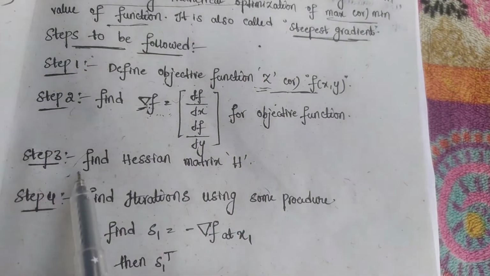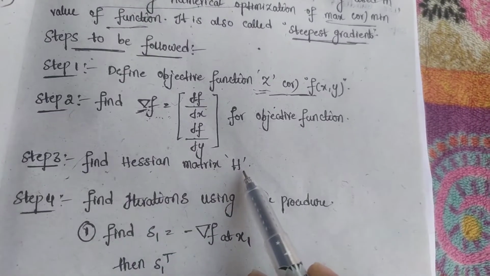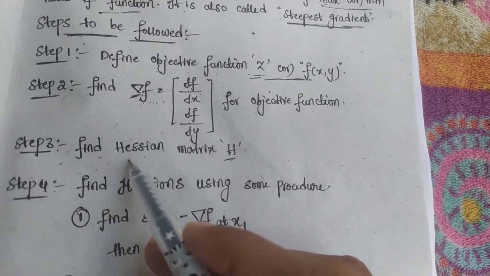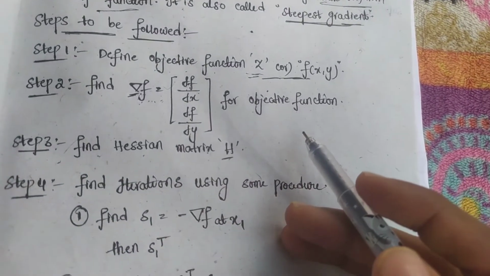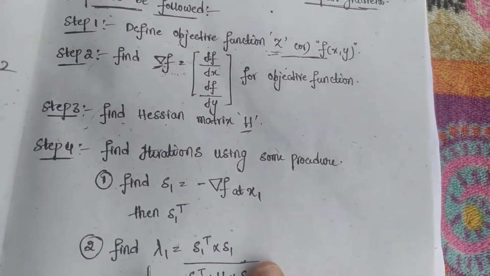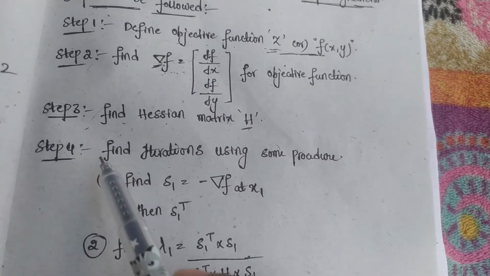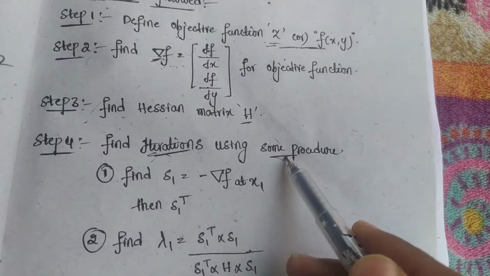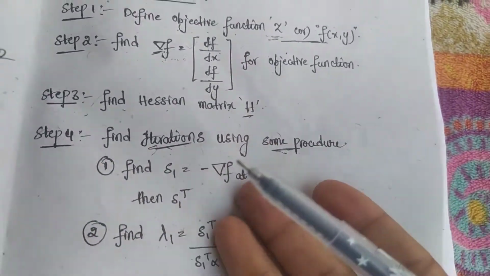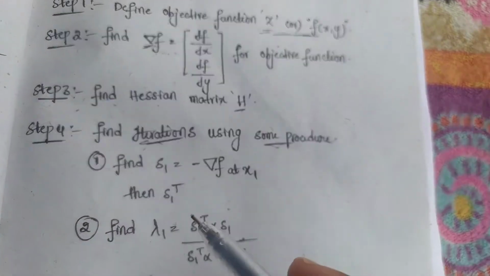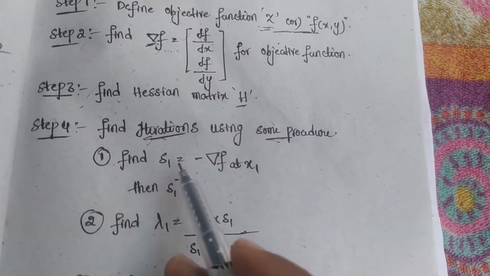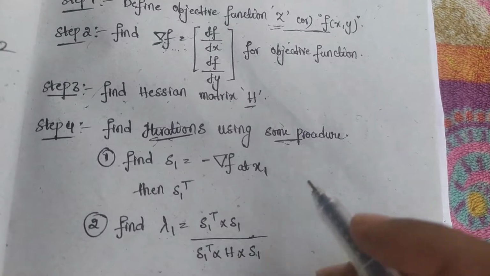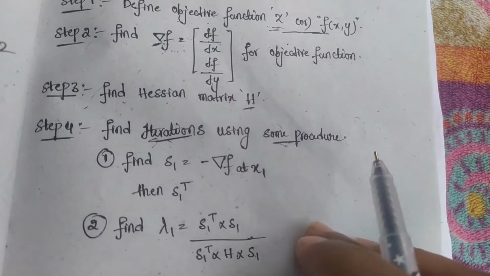In step 3 we find the Hessian matrix, small h. In the previous video we saw how to find the Hessian matrix for a 2 by 2 matrix or a 3 by 3 matrix. In step 4 we have to find the iterations using some procedure, and by this we find the iterations until the value of optimality is equal to 0.